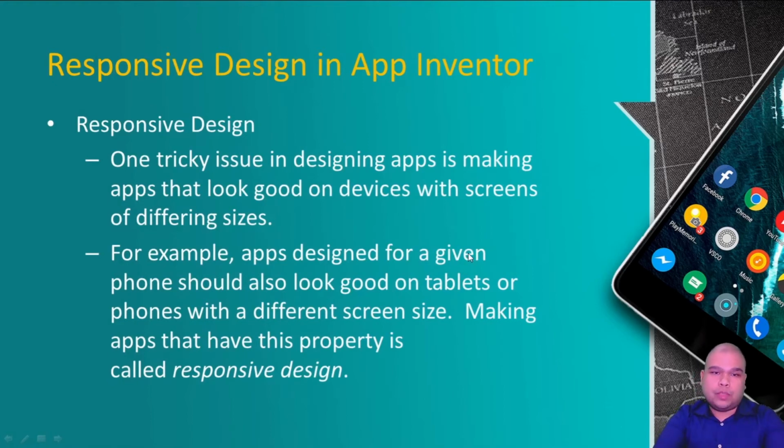Next, we have responsive design in App Inventor. One tricky issue in designing apps is making apps that look good on devices with different screen sizes. For example, apps designed for a given phone should also look good on tablets or phones with a different screen size. Making apps that have this property is called responsive design.